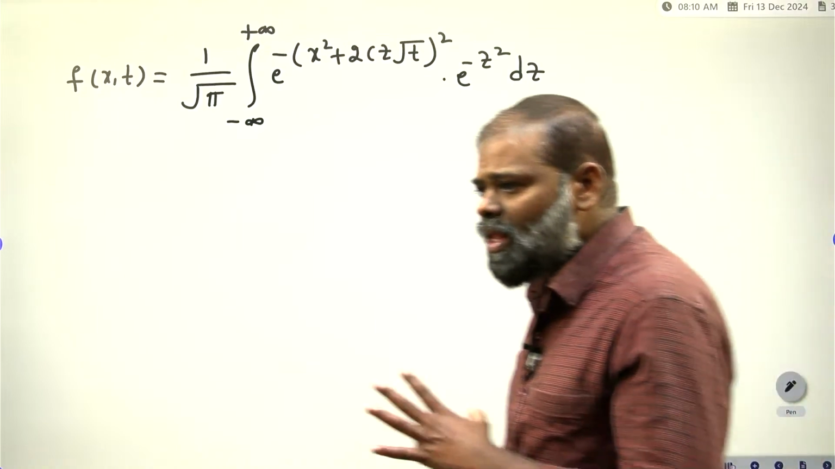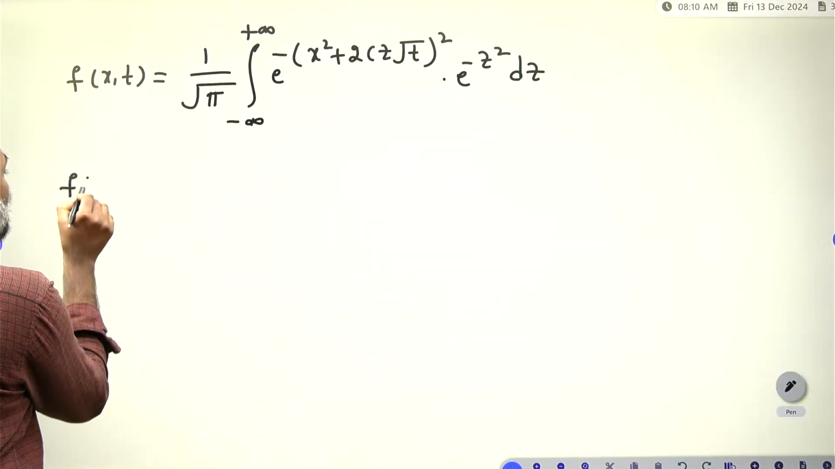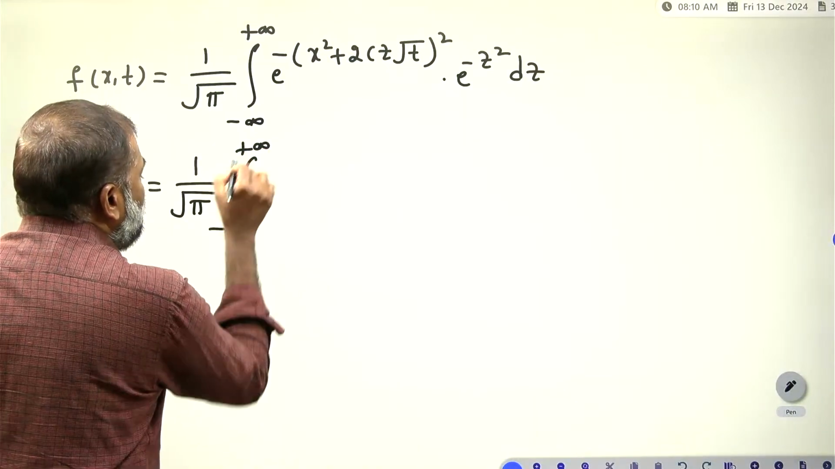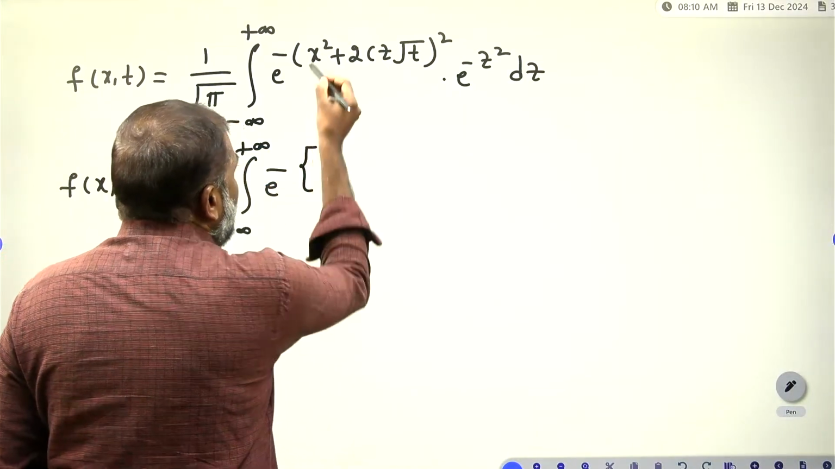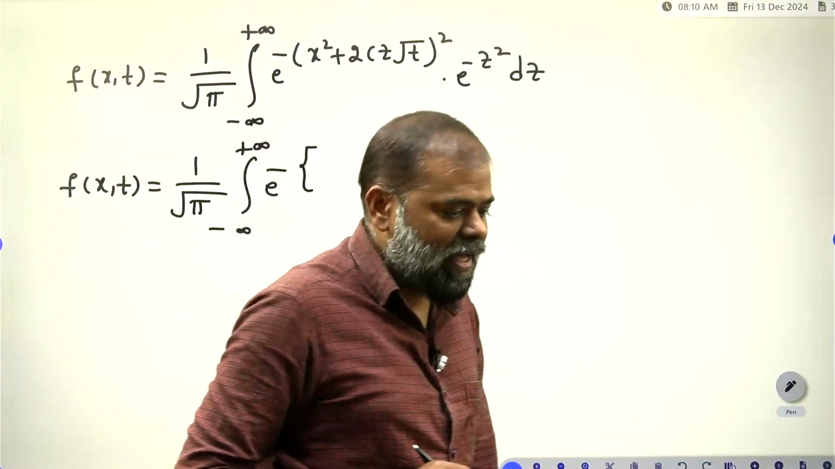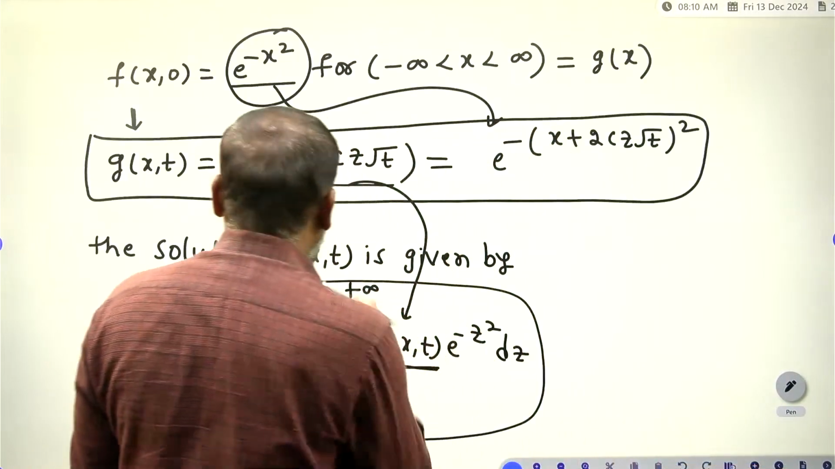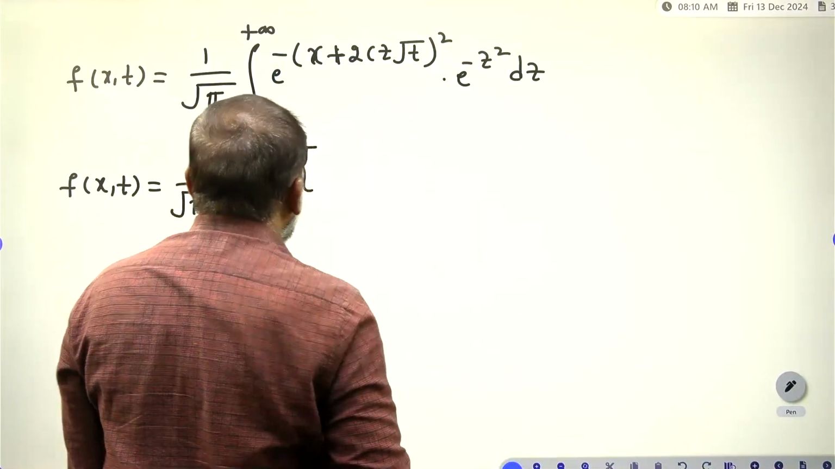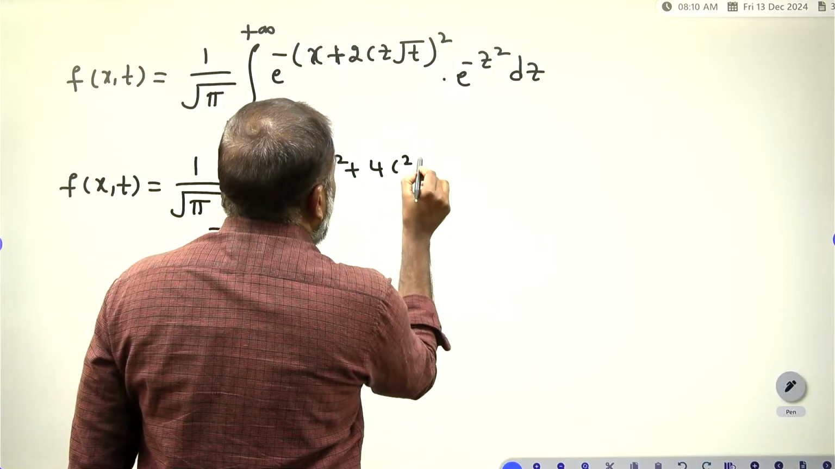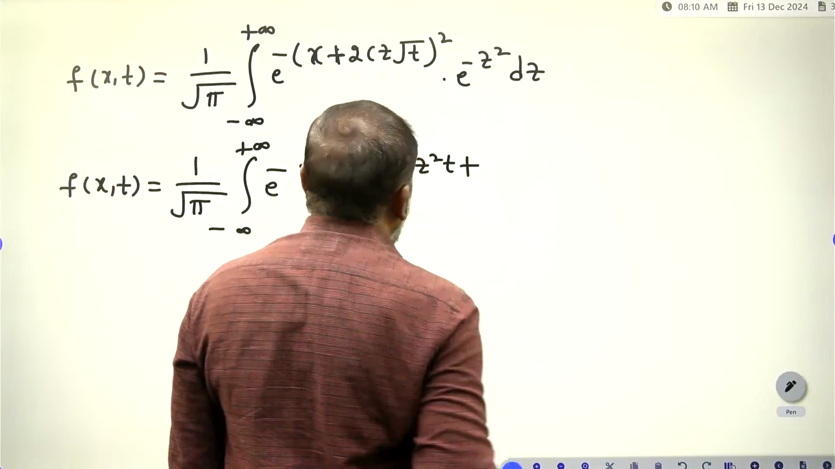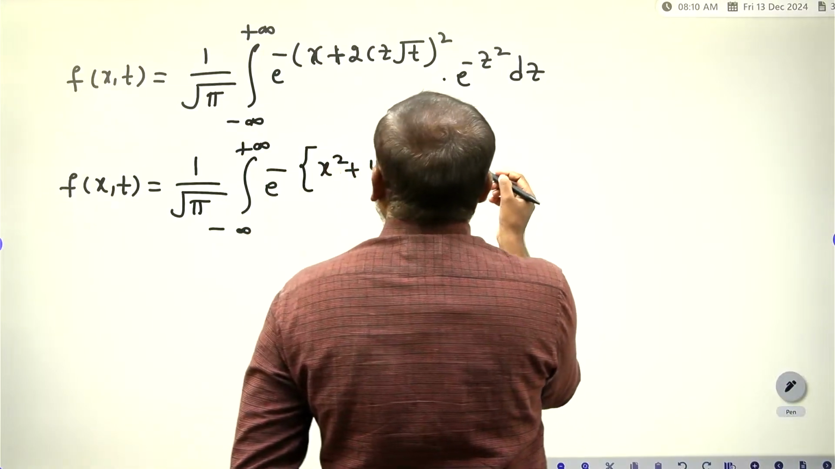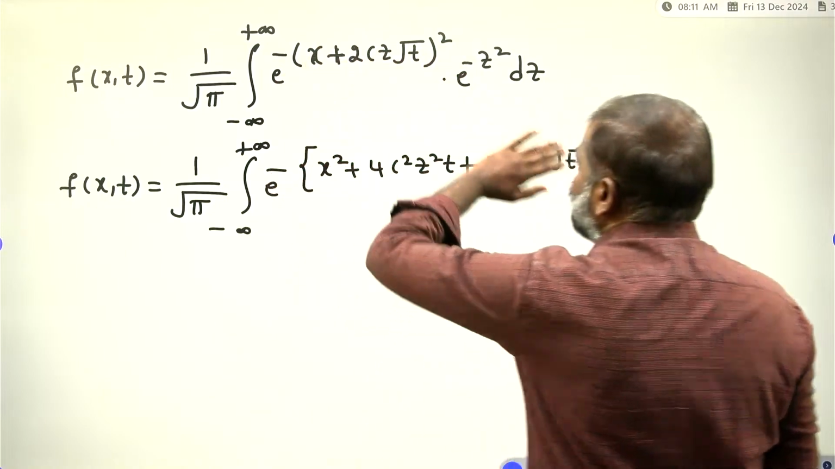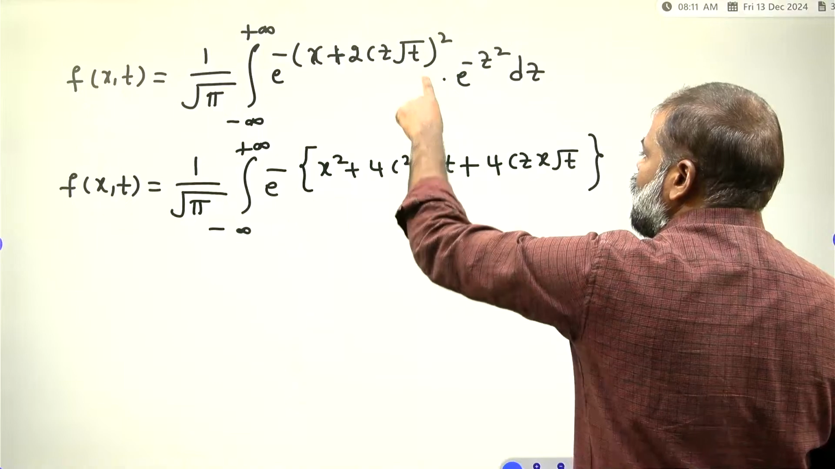I am substituting. After substituting, we have to simplify the above expression: 1 by root pi integral from minus infinity to plus infinity of e to the power of minus, and here we have x plus 2cz root t whole square. So x square plus 4c square z square t, plus 4czx root t. This is (a plus b) whole square I am doing: a square is x square, b square is 4c square z square t.